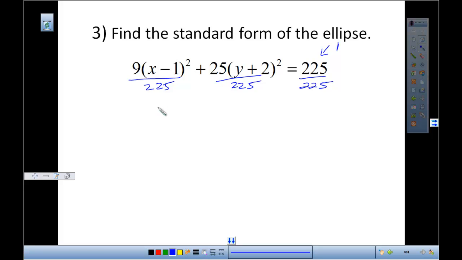Well, fortunately, 9 times 25 is 225, so this works out very nicely. So in this case, it's going to be (x minus 1) quantity squared over 25 plus (y plus 2) quantity squared over 9 equals 1.